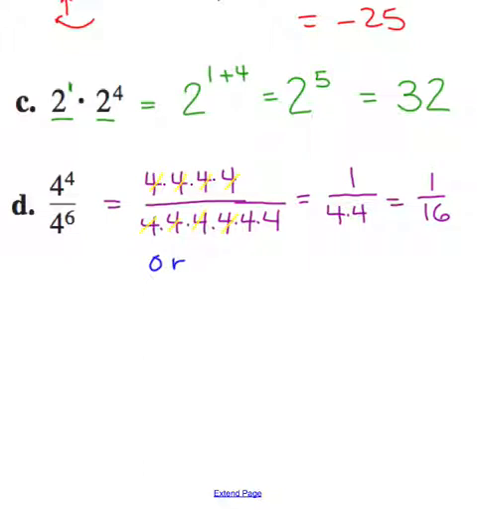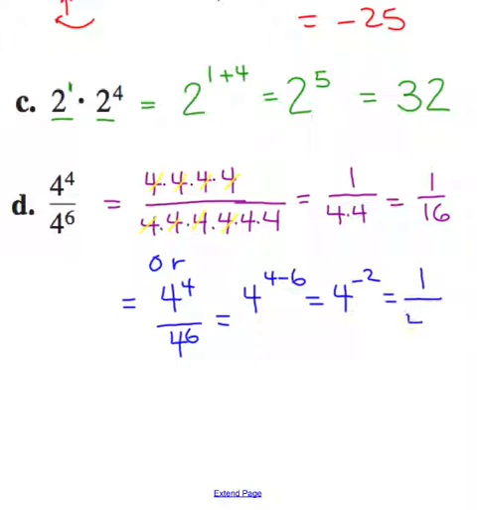Or you could use the properties that we learned about. So 4 to the 4th over 4 to the 6th have the same base, so you can subtract their powers, and you get 4 to the -2. Now in our properties, we don't want to have a negative power, so we have to flip it. So now it's going to be 1 over 4, and now this power becomes positive. Now 1 over 4 squared is 1/16.